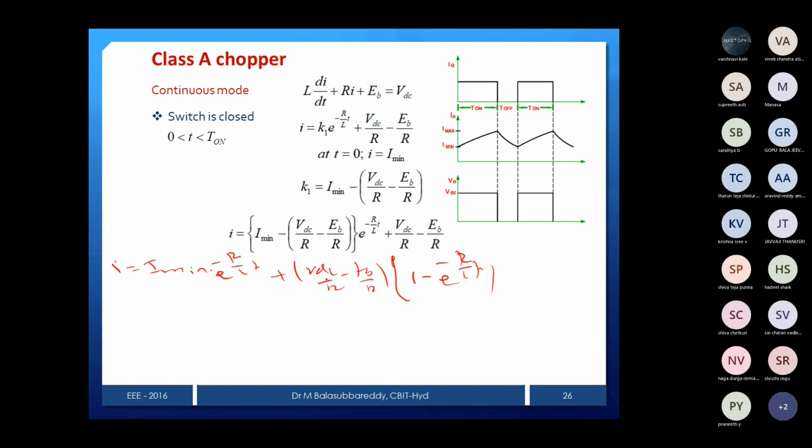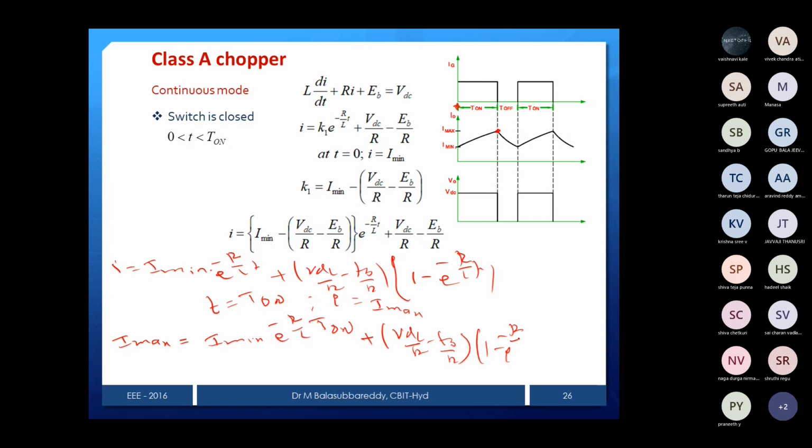This is the expression. Another initial condition: the first initial condition is T equal to 0, current I equal to I minimum. What is the other initial condition? T is equal to T on, and the current is I equal to I maximum. Substituting that, I max is equal to I min into e power minus R by L into T on, plus VDC by R minus EB by R into 1 minus e power minus R by L into T on. This is equation 1.